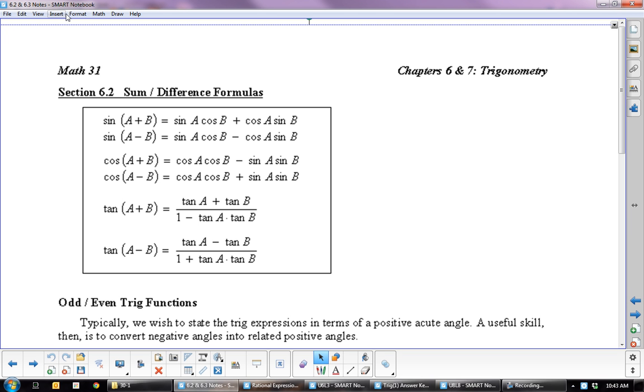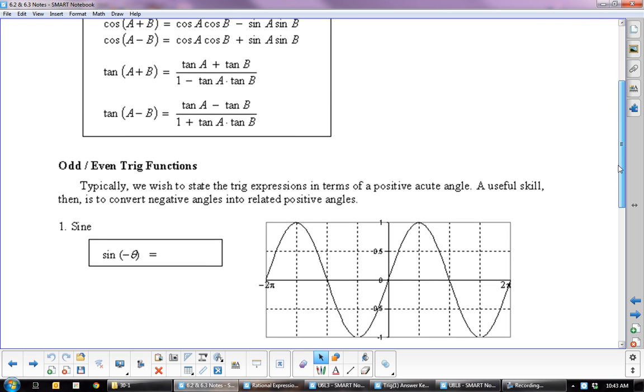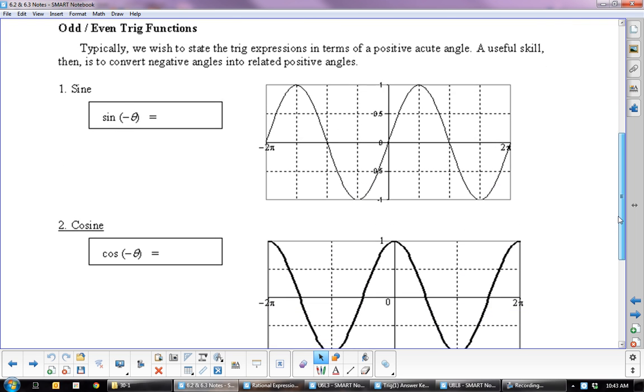Okay? So just know where they are in your formula sheet, and then we'll talk about how to use them. But again, you do not have to memorize them. Now, we're just going to talk about odd even functions. We've done this already. If something is an even function, it means it is a reflection on the y-axis.